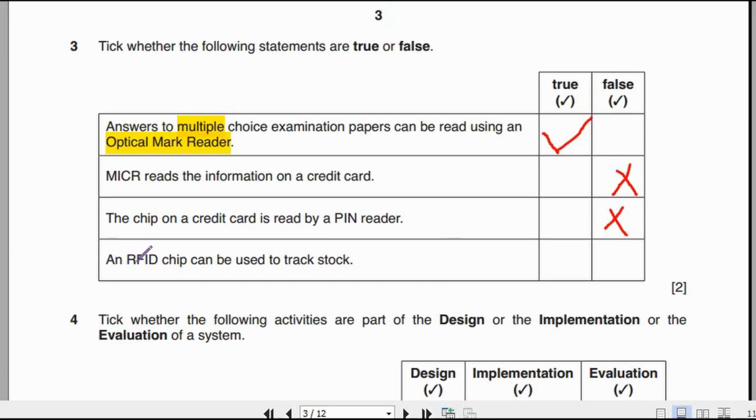Now the last one in question 3. An RFID, radio frequency identification chip, can be used to track the stock. Yes, we can see that all branded expensive items use RFID because it is most efficient, and whenever someone passes through without making the payment, the remote readers alert the theft controller, who will check that person.